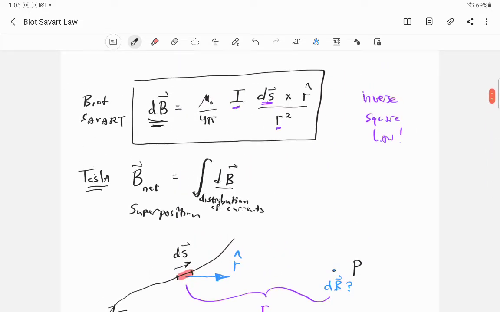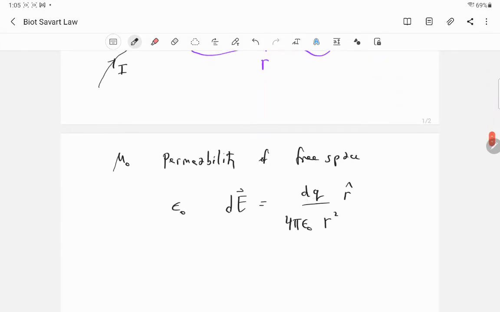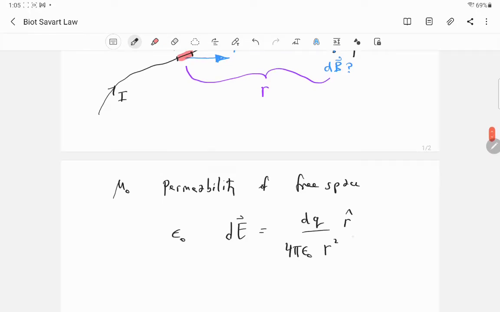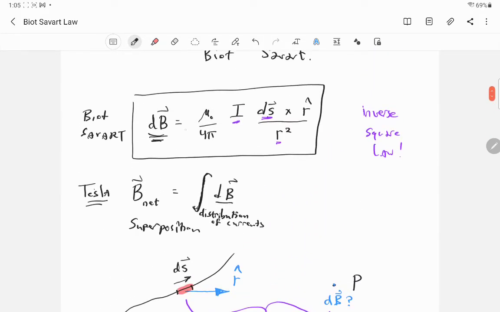So I ds is a small length of current. dq is a small amount of charge. R hat points me from the small amount of current to the location in space where I want to know the magnetic field. That's what R hat did here. It points me from the charge dq out to the location where I want to know the electric field due to dq. And that electric field falls off as 1 over r squared. And this magnetic field contribution falls off as 1 over r squared.